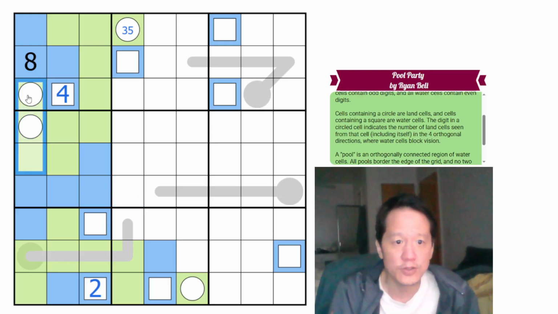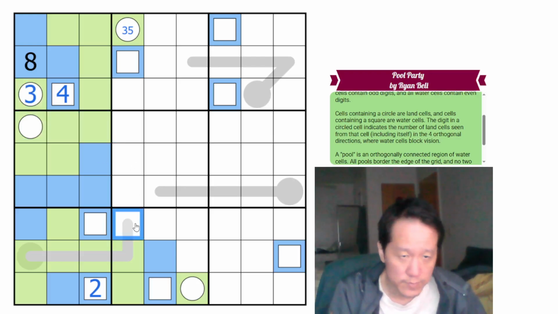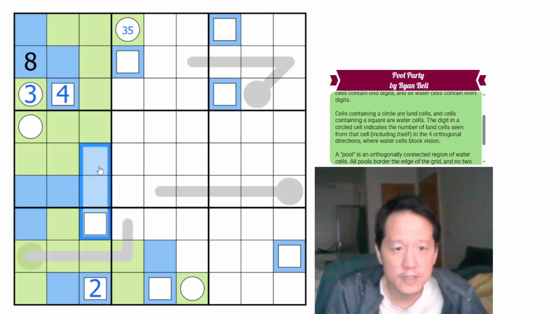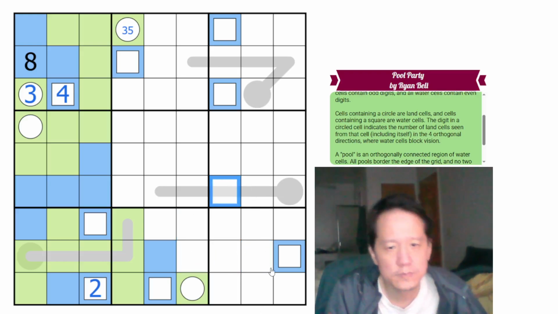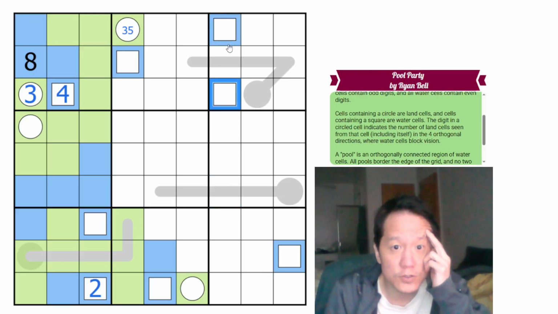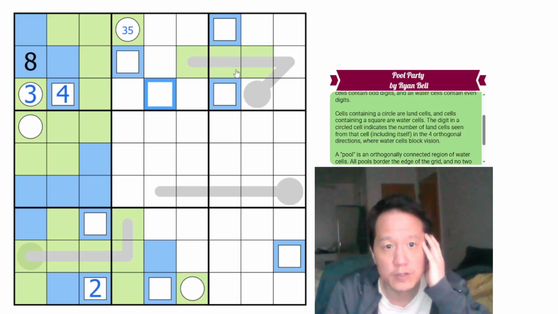So this sees 3 cells that are land. So it's just 3. We don't know about this. This is at least size 6. We don't know if it continues more. This cannot be a blue cell because then these pools would be touching and they have to be separate pools because they both have a square in it. So this has to be green. These two are separate pools, so these 3 must be land.